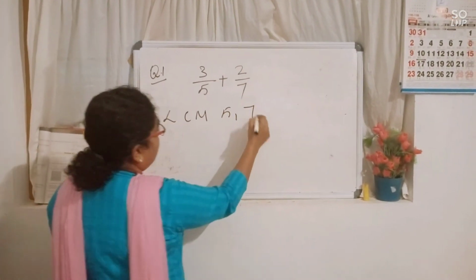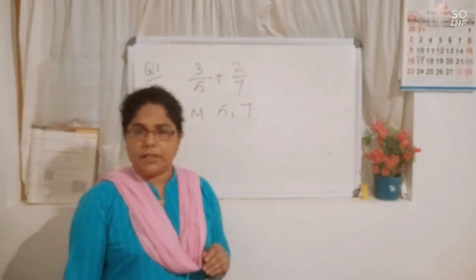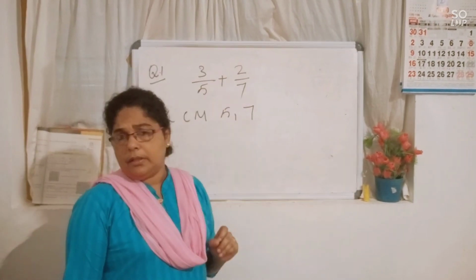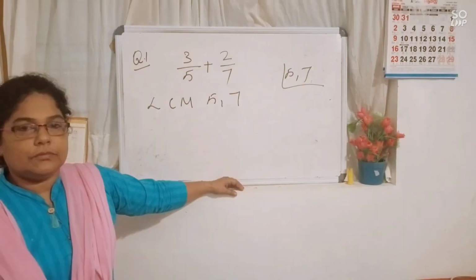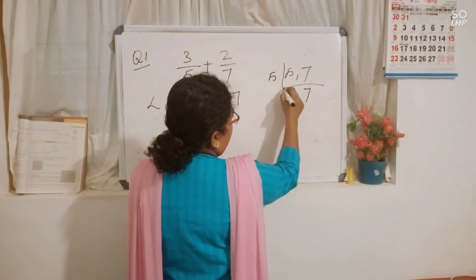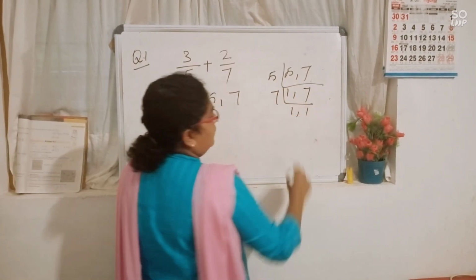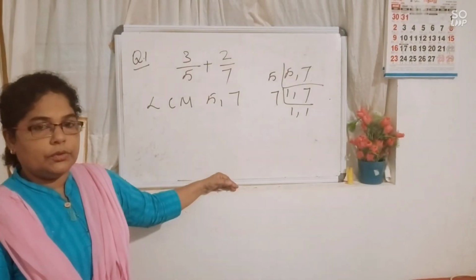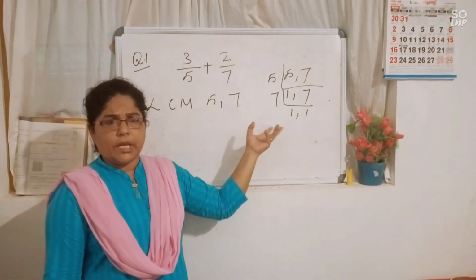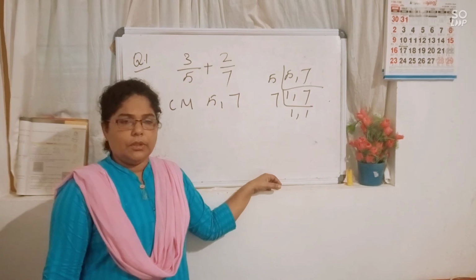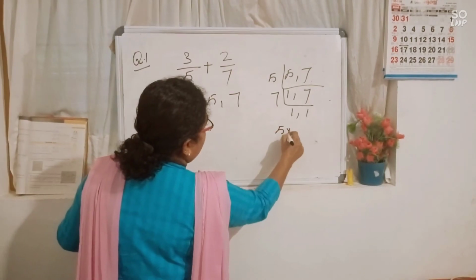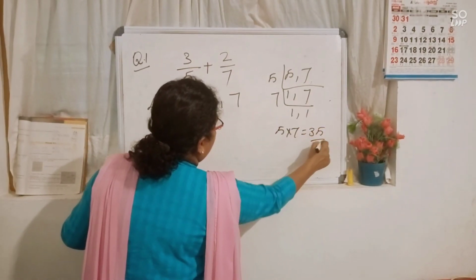What are the denominators? 7 and 5. LCM of 7 and 5. We know 5 is a prime number. This one is also a prime number. There are no other factors. Okay. 5 and 7. 5, now 1 time 7, 7, 1 comma 1. Factorization, I am not explaining it because you learned it already. Here one more method is there: 5 and 7 are both prime numbers, so directly we can multiply them. That is also a method of finding LCM. So 5 into 7, how much? 35. 7 fives are 35.